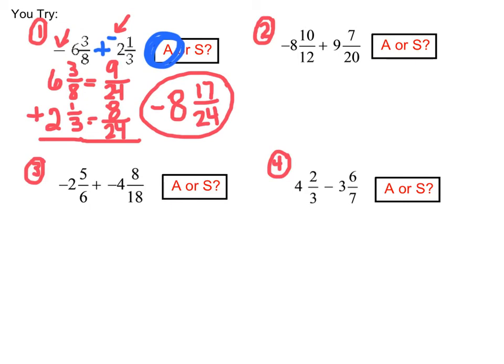All right, for number 2, we do not need to use SAO on number 2 because it's not a subtraction problem. However, if I look at my two mixed numbers, I see that my signs are different, so that means I'm going to have to subtract on this problem. The problem, though, is that these two mixed numbers are not in the right order for subtraction. So I'm going to take my larger mixed number, 9 and 7/20, and subtract 8 and 10/12.